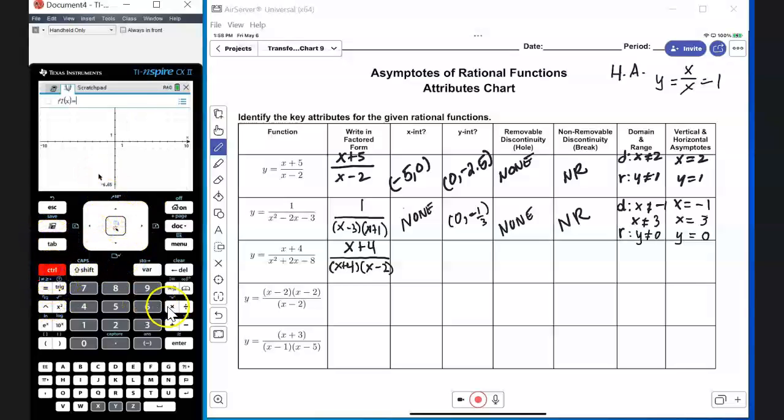Okay, control division. So we have x plus 4, right? And in the denominator, what do you have? x plus 4, and the other parentheses, x minus 2, right?